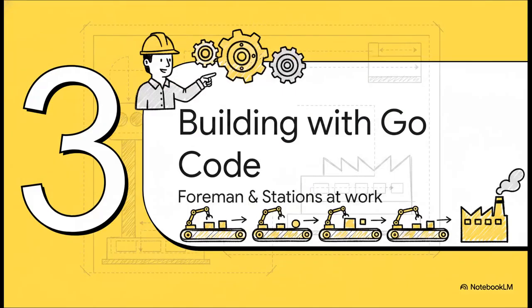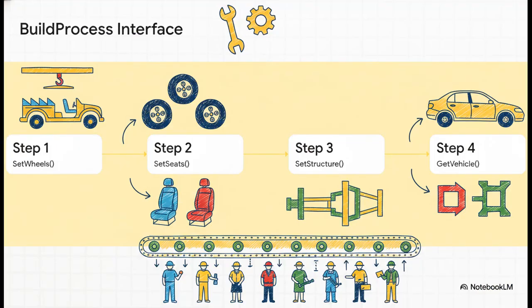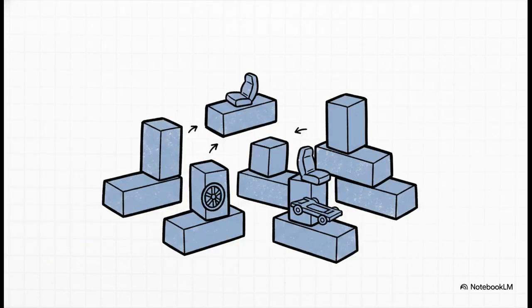Okay, enough of the factory floor analogy. Let's see how this whole blueprint translates directly into Go code. We're about to build our foreman and our assembly stations and watch them work together. The first thing we need is a contract, a shared set of rules for all of our builders. In Go, that's usually an interface. It lays out the universal steps our director is going to call, like set wheels, set seats, and so on. Any builder that implements this interface can be plugged right into our assembly line. It's that simple. Now you could use the builder by just calling each method on a separate line.